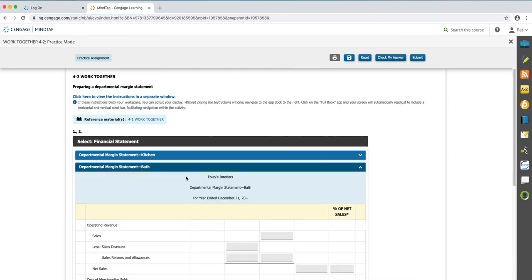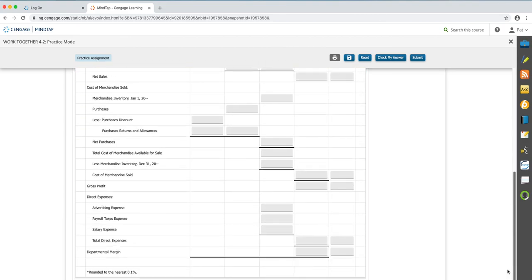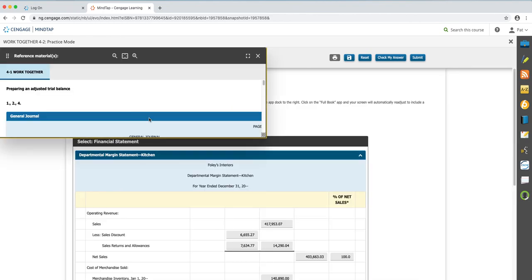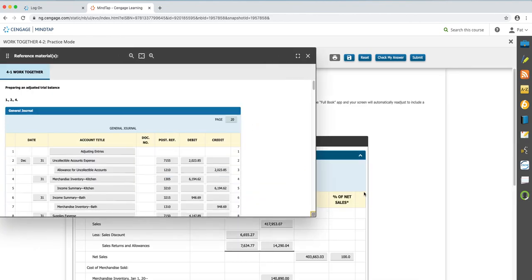Now, if you're looking at it, then they'd ask you to do the bath. I'm not going to walk through the bath. It's the same as walking through here. It's all the same numbers. You get them all from here. You just got to make sure that you use kitchen for kitchen and bath for bath.